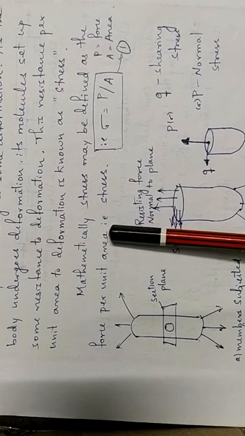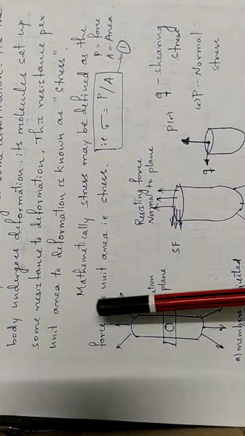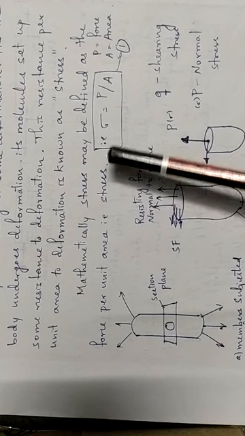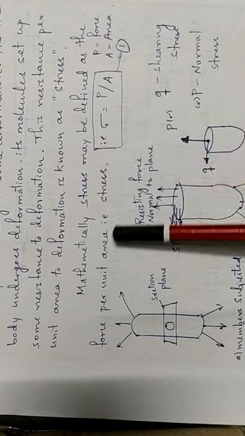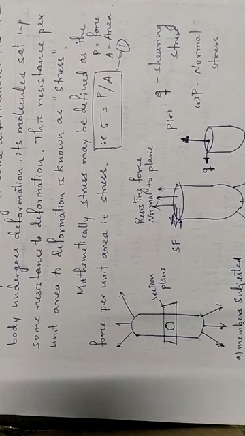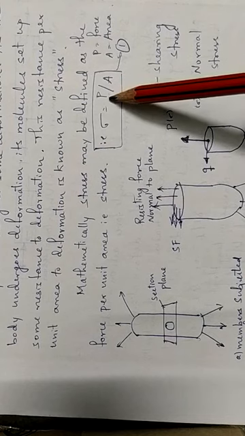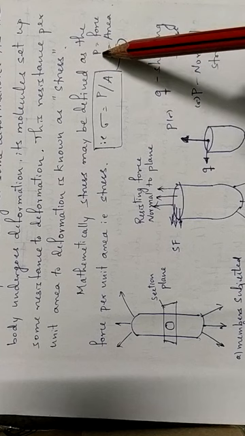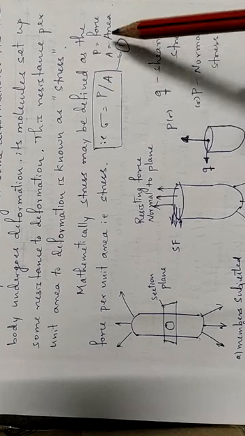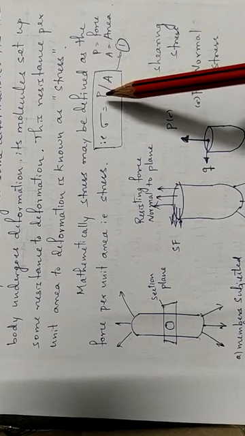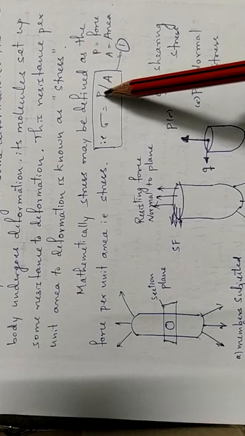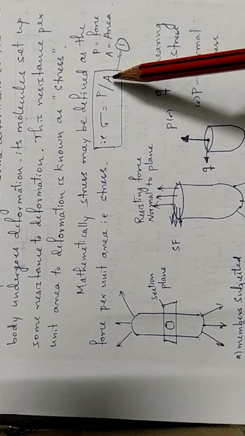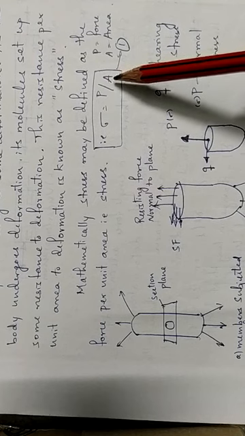Therefore, the most common definition of stress is force per unit area. It is denoted as sigma. The force is measured with respect to force P, and the area is measured as A. Therefore, P is the force and A is the area. The force is measured either in Newton or kilonewton, and the area is measured either in mm square, centimeter square, or meter square.